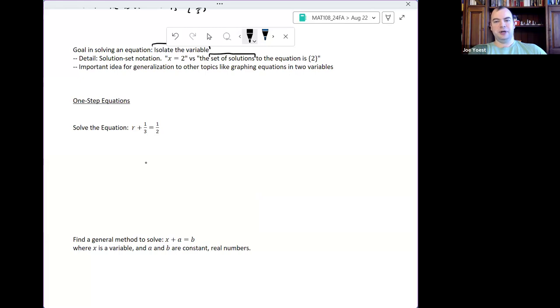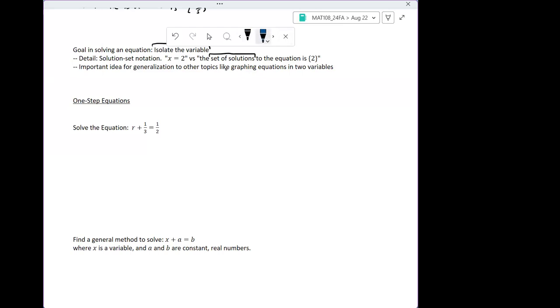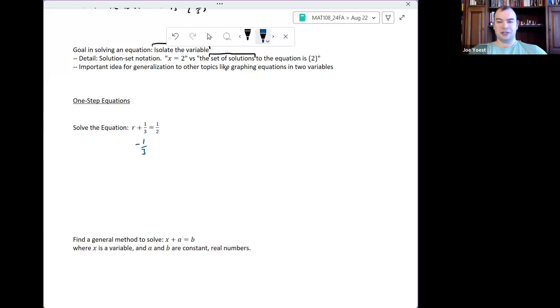So if I'm looking at an equation like this, r plus 1/3 equals 1/2, this would be a one-step equation. What would be the one step that I would want to do? What operation would I want to apply to both sides of the equation to work my way towards a solution? Any ideas? Subtract the 1/3 from the left side and, well, both sides. Exactly, yeah. So the main thing is we want to isolate that variable.